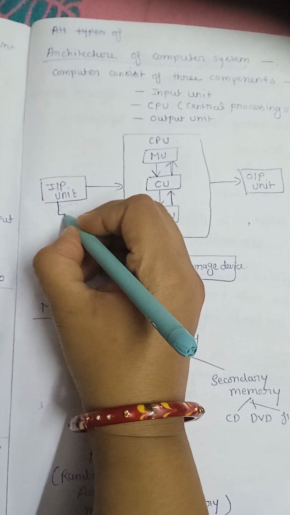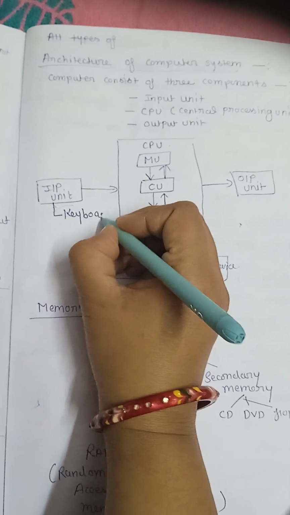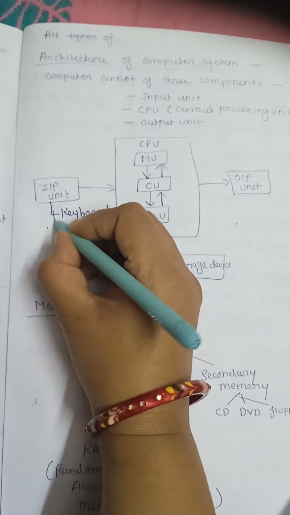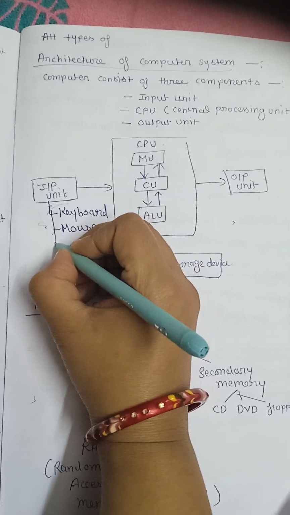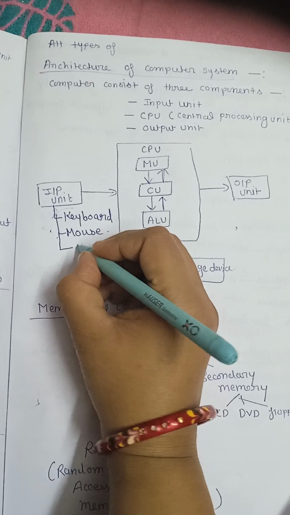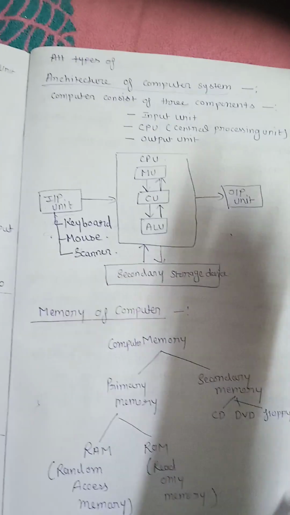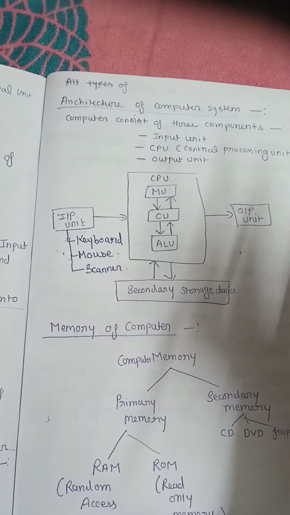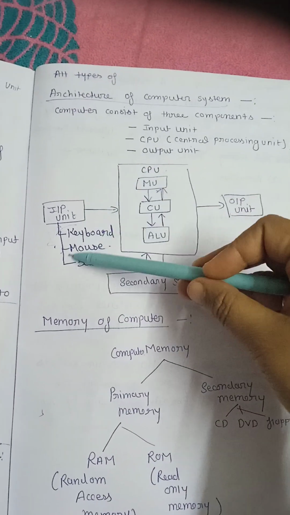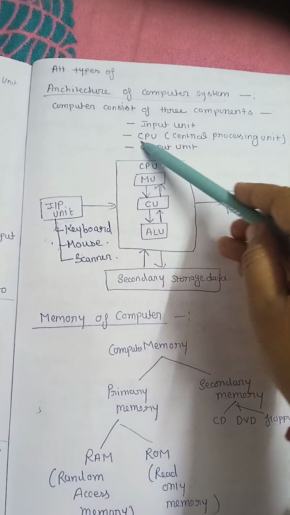What are the input devices? Like the keyboard, by which we give the input, the mouse, with which we click and select, or the scanner. A scanner is a device by which we convert hard copy to soft copy. Now we give the data through the input device, it goes to the CPU, and there it is processed.